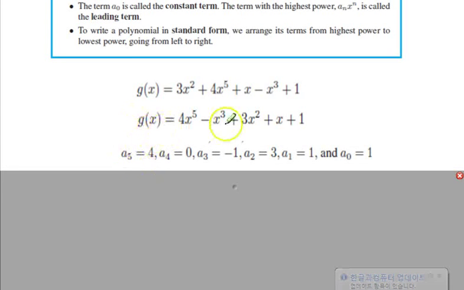So the coefficients of this polynomial in decreasing order are 4, 0, because there's no x to the 4th term, negative 1, 3, 1, and 1. Even this term right here, even though it doesn't have an x term, if I do x to the 0, that represents the constant term. So, constant number.